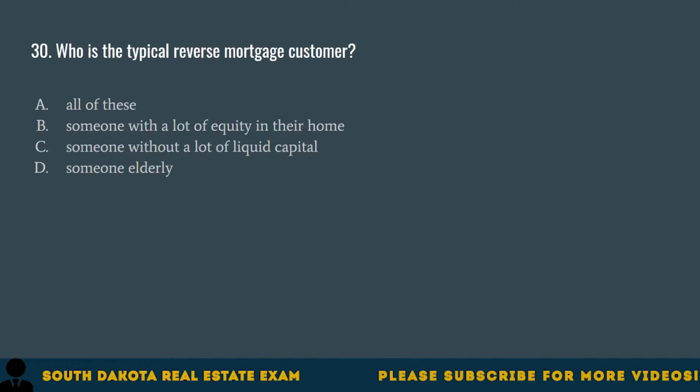Question 30. Who is the typical reverse mortgage customer? A. All of these. B. Someone with a lot of equity in their home. C. Someone without a lot of liquid capital. D. Someone elderly. The correct answer is A.